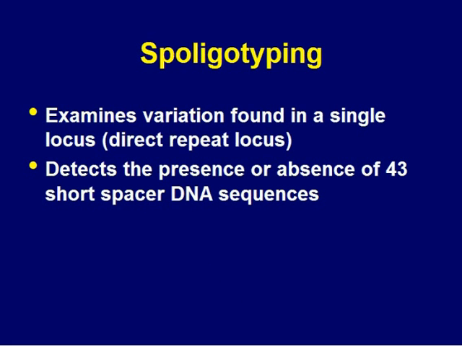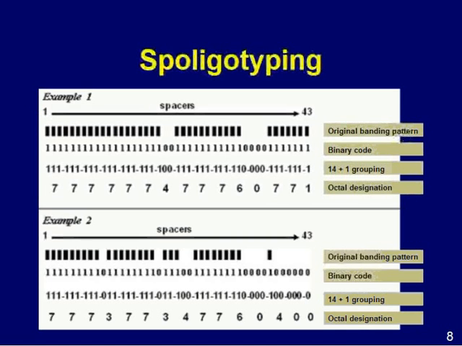Now let's turn to our methods. Spoligotyping examines the variation found at a single locus or location in the genome. This direct repeat locus contains 36 base pair directly repeated sequences separated by short spacer DNA sequences. The assay is designed to detect the presence or absence of 43 of these short spacers. Here we have the 43 spacers in a line with black boxes indicating that the spacer is present in the strain and empty spaces indicating that the spacer is absent.